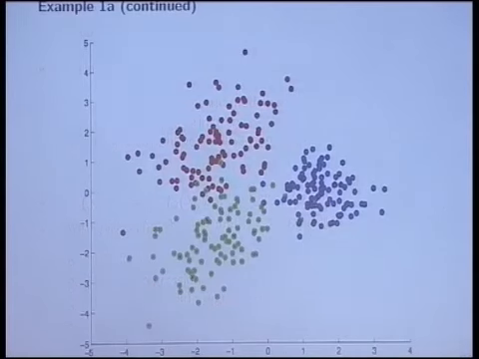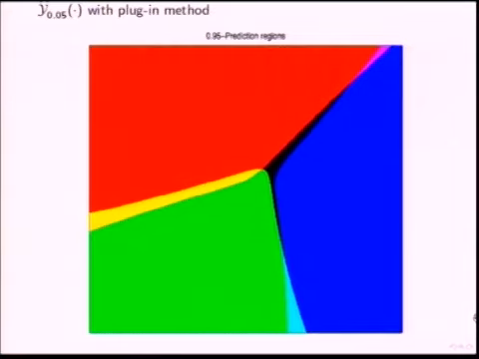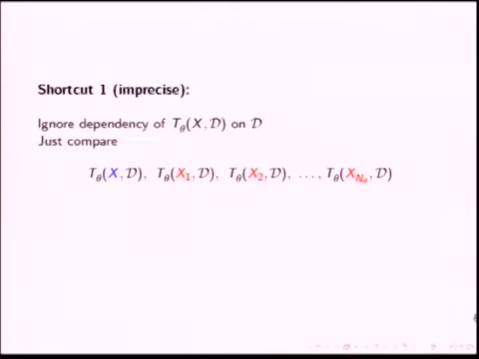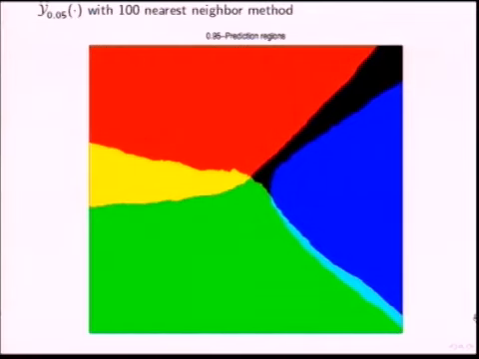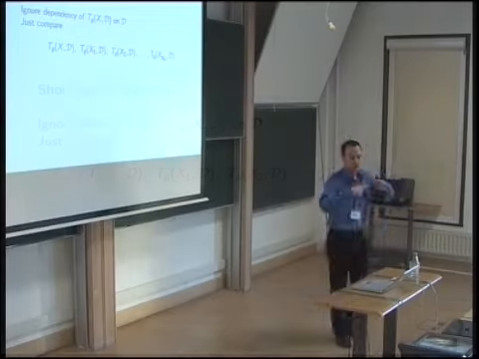And okay, so let me just continue this very small example. If you use the plug-in rule for the homoscedastic Gaussian noise model, although the model is not correct, you still end up with reasonable acceptance regions. And here would be the same thing with the 100 nearest neighbor method. And okay, we also looked at the quality of these compared to the Bayes optimal classifier, and they're not too bad.